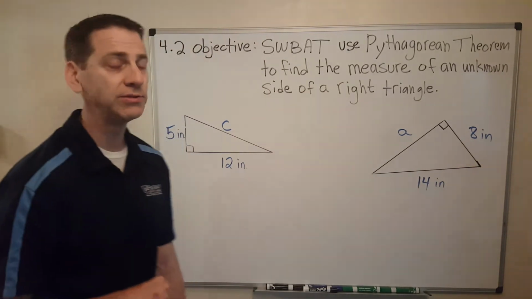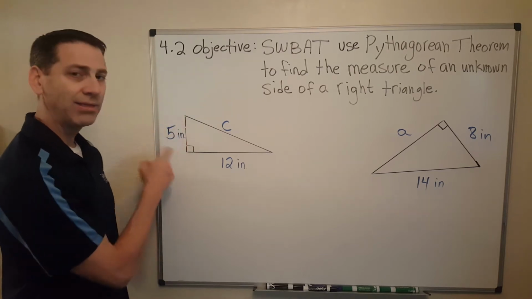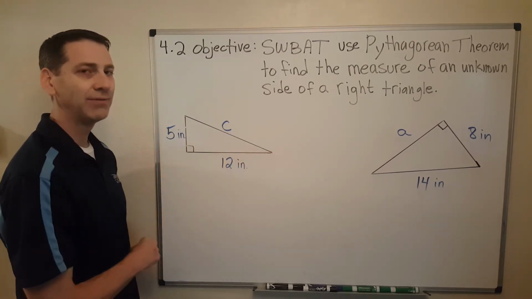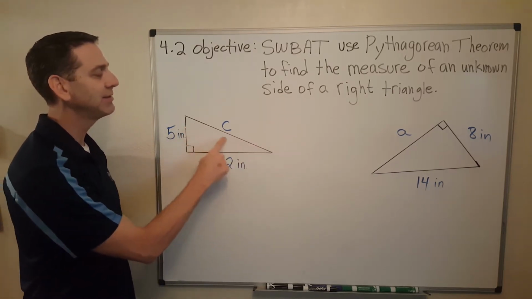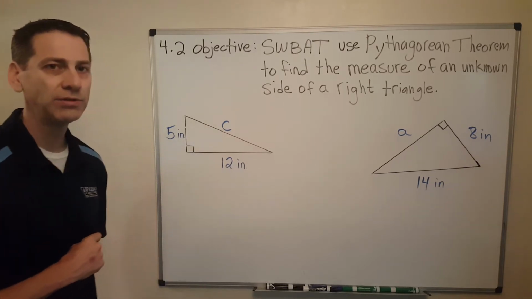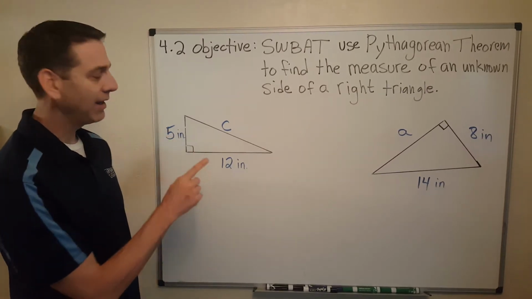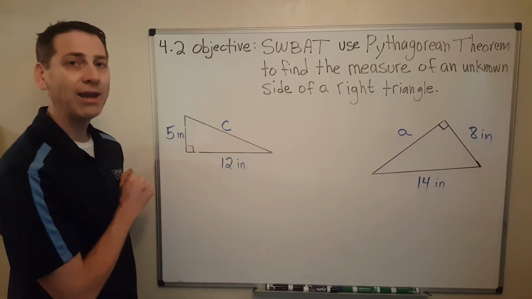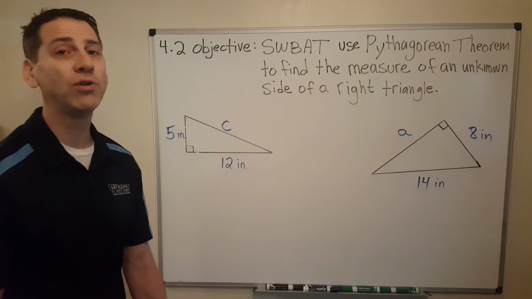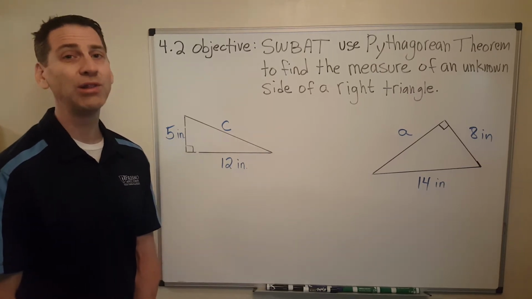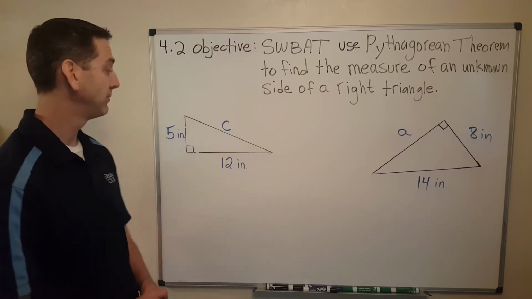So we're going to do two different examples today. All right, so let's start off with this one here. This one has a height of 5 inches, a base of 12 inches, and we don't know what this length is here. And by the way, this is called the hypotenuse. The hypotenuse is always the side opposite of the right angle. So if you just take this right angle, you look opposite, there's the hypotenuse. The hypotenuse is also always going to be the longest side. Okay, that's two important things to remember about the hypotenuse.